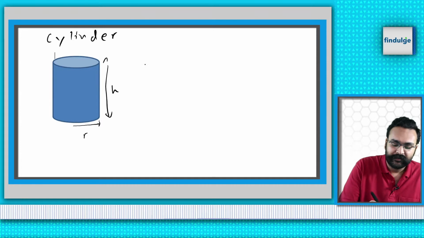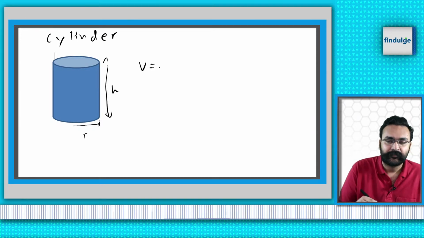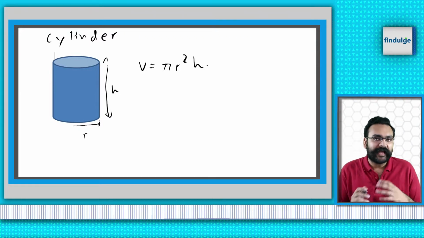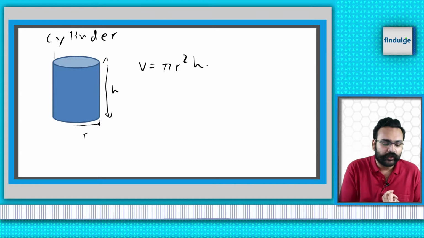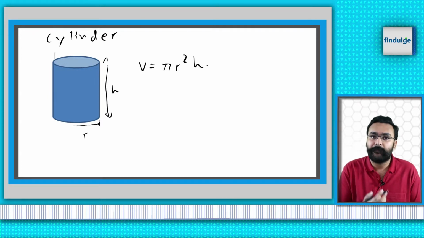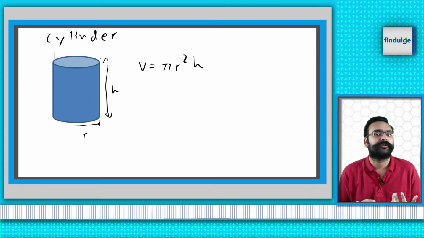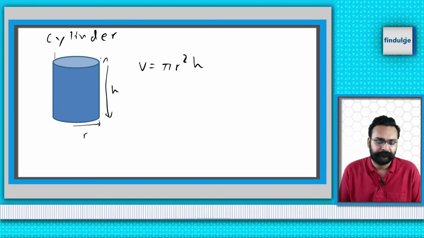Now, the volume of a cylinder is equal to pi r square h, because the idea is that I start off with my base, which is pi r square, and I drag it for my height h. So pi r square h.